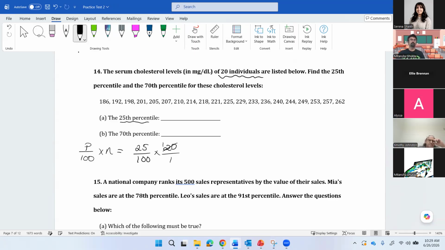And when I do this, I get 5. Please double check my math. Now, what does that 5 mean? It means that the fifth number, 1, 2, 3, 4, 5, is what fits in the 25th percentile. If I went too fast on that, don't sweat it. We're going to do it again for the 70th percentile.